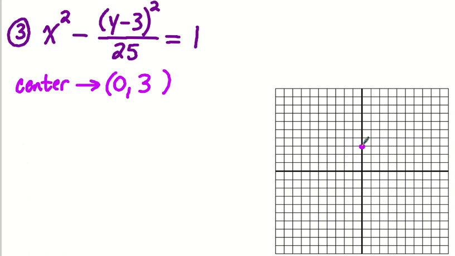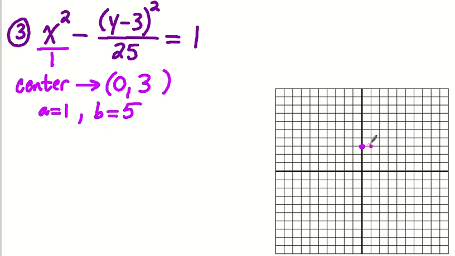So what's my a value? Well, first of all, what's a squared? Isn't a squared technically 1? So that means a is 1. So I'll jot it down, I guess. A is 1, and b is, if b squared is 25, b is 5. So is this hyperbola going to open left and right or up and down? Should open left and right.